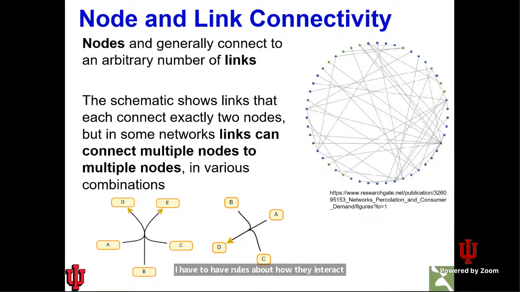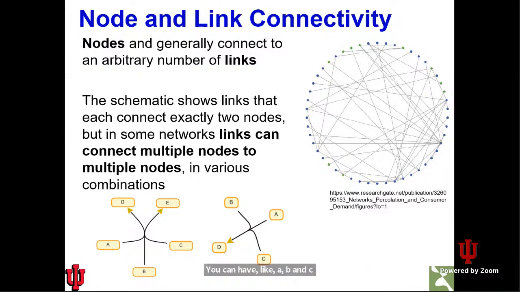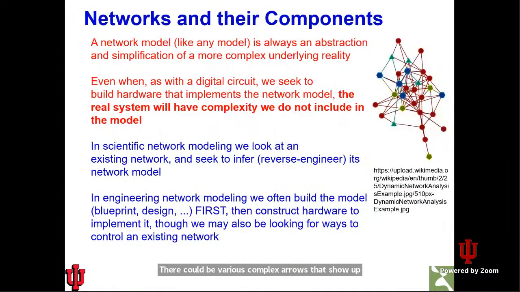In general, a node could be connected to an arbitrary number of links, but typically links connect two nodes in simple cases. But when you're talking about complex chemical reactions, you can have molecular species A, B, and C coming together and producing two species of output, D and E. Or molecular species A, B, and C producing one, D. And so links themselves don't have to be just a single straight line. There could be various complex arrows that show up. And don't worry, we'll deal with those gradually and build up to them.